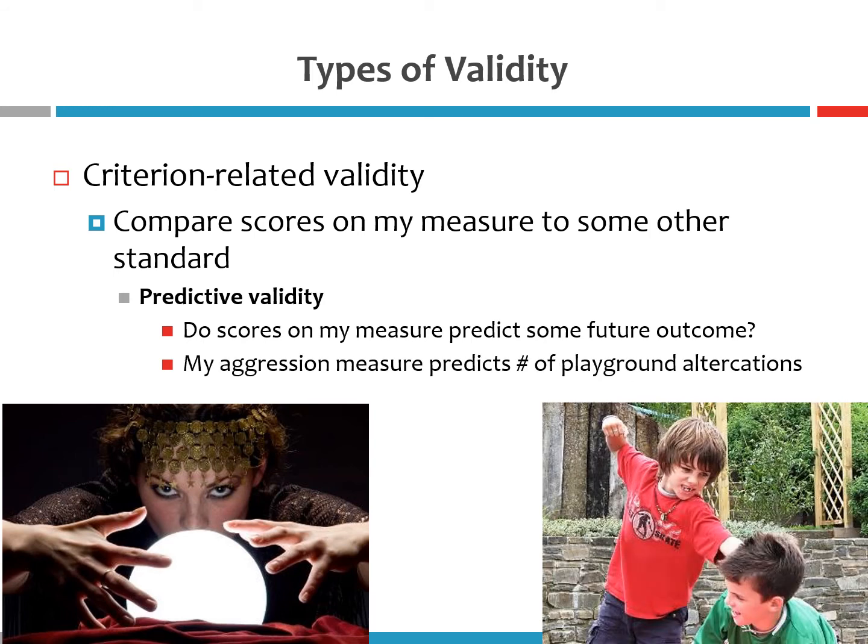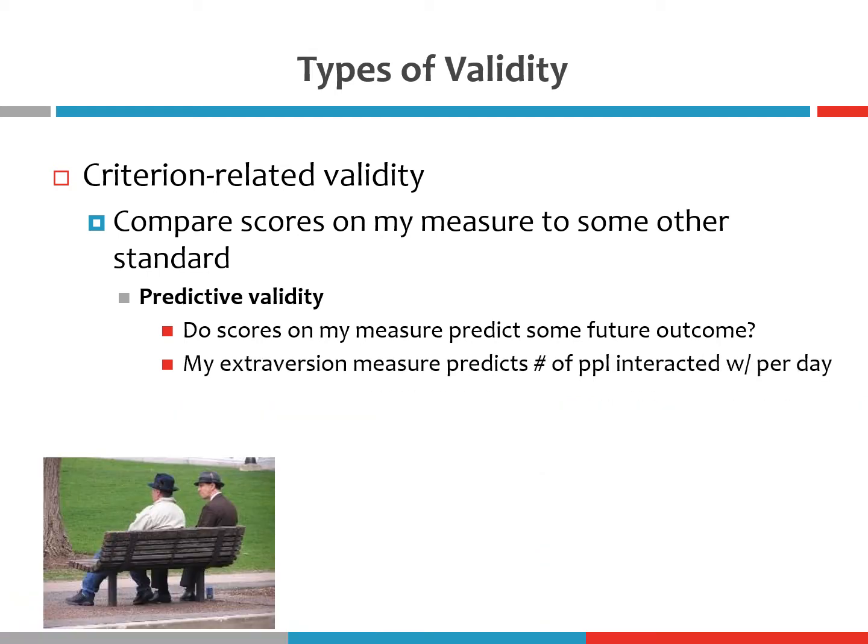Similarly, if we were developing a new measurement instrument for aggression, then we would expect our aggression score to predict the number of future playground altercations, if we're looking at aggression in children, for example. Similarly, if we developed a new questionnaire measuring extroversion, we would expect scores on this questionnaire to be able to predict the number of people interacted with per day at some point in the future.